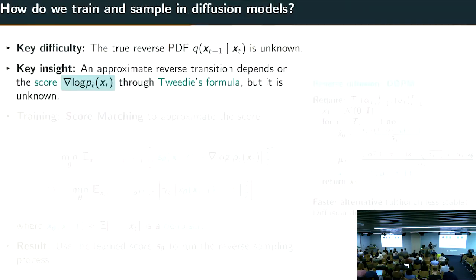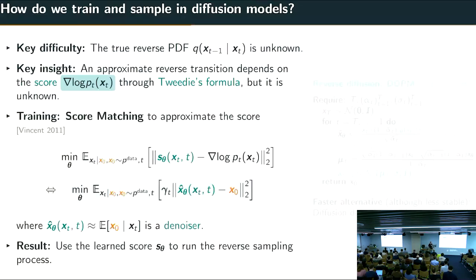So how do we train and sample in diffusion models? We know how to degrade the images because we know we have to add the Gaussian noise. However, the reverse PDF is unknown. And the key idea is that an approximate version of this reverse distribution can be expressed in terms of the score function through a 2D formula. And this score is unknown. So what we do is we do score matching.